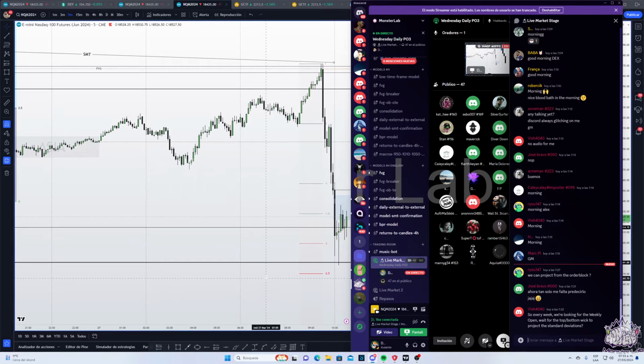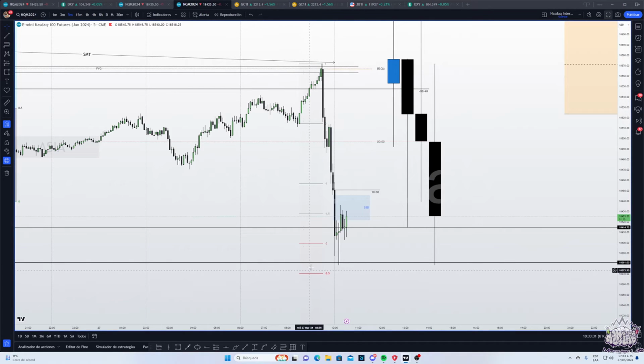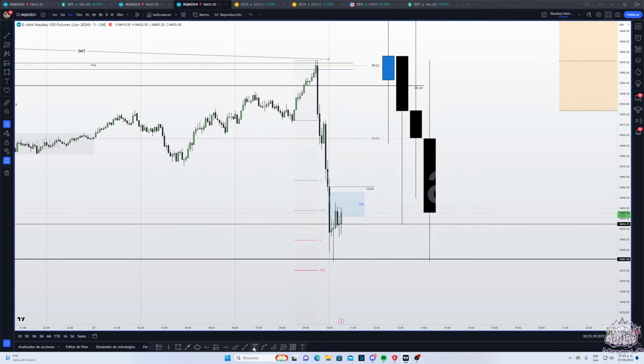Yeah, the order block is for your standard deviations projections because in the standard deviations you use the manipulation leg or manipulation phase. So one order block is one manipulation because for validation one order block is important, taking one previous low.